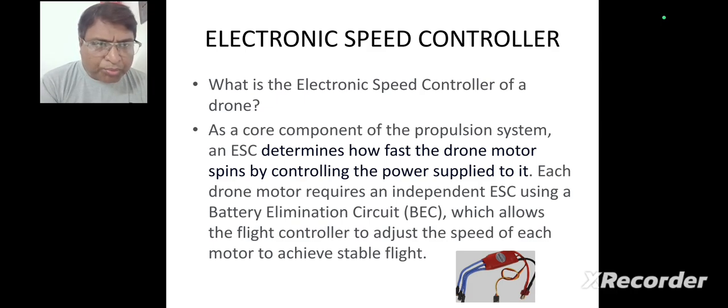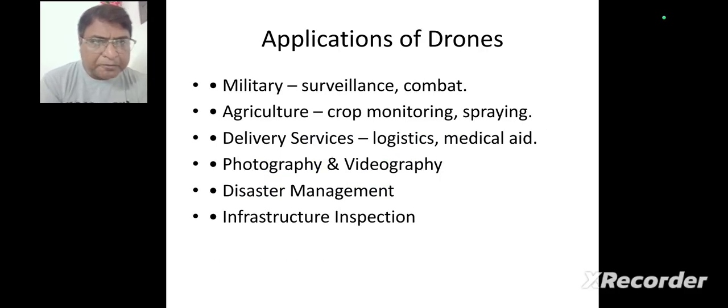What is the electronic speed controller of a drone? As a core component of the propulsion system, an ESC determines how fast the drone motor spins by controlling the power supply to it. Each drone motor requires an independent ESC using a battery elimination circuit (BEC), which allows the flight controller to adjust the speed of each motor to achieve stable flight.